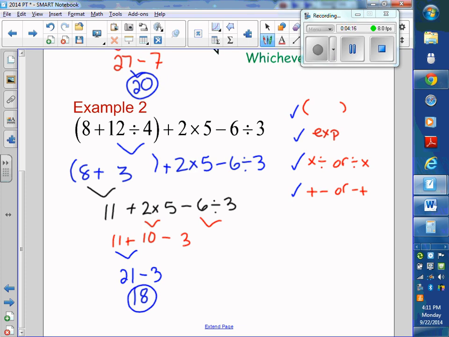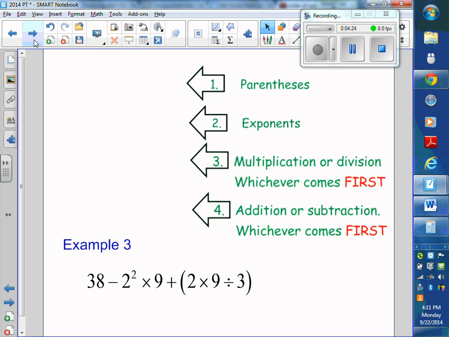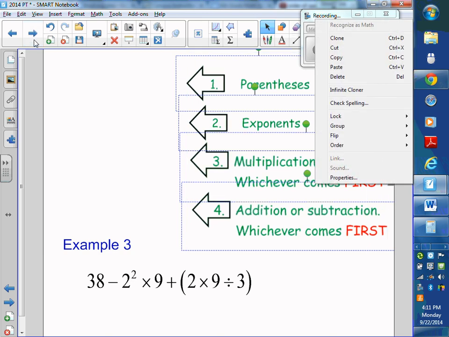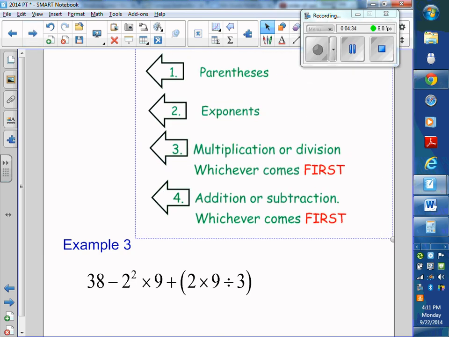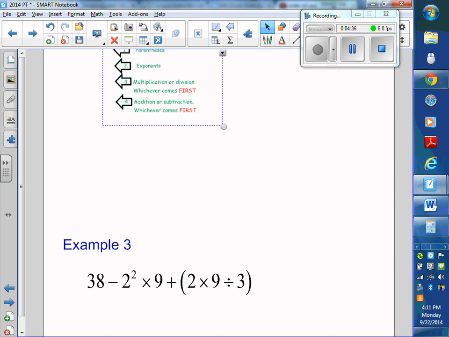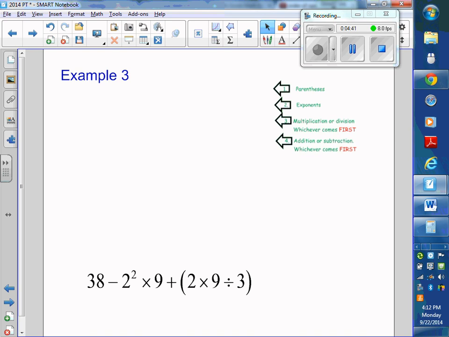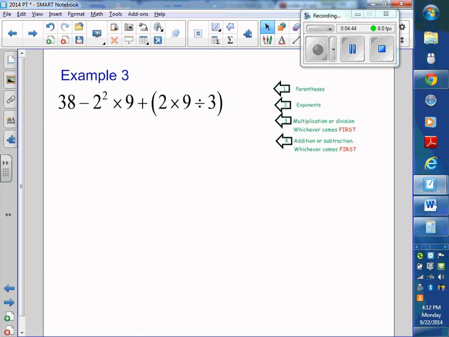Okay. Those are kind of an easy and a medium problem. Today I said I would do also a more difficult problem. So we have all the directions still here. I group those up and then shrink them up so we can look at them while we do example 3, which is a little more complicated, because now we have parentheses, exponents, multiplication, division, addition, and subtraction. Everything in one problem.